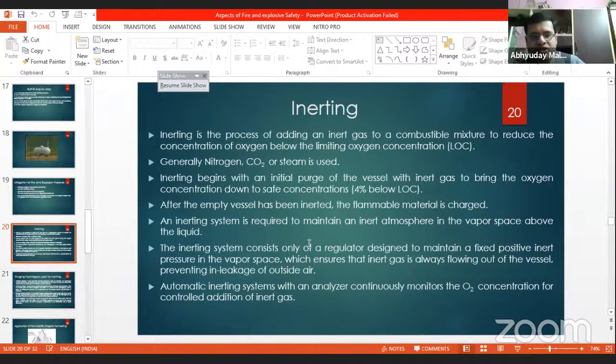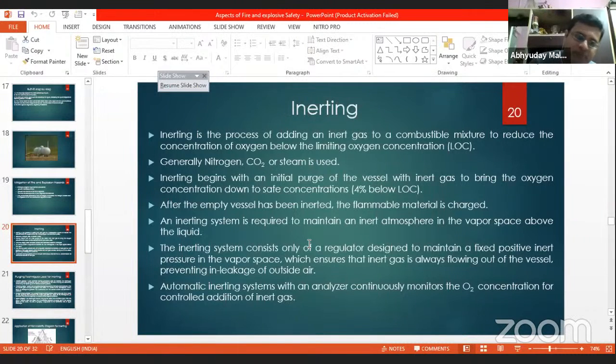We initially purge the vessel with an inert gas to bring the oxygen concentration down to a safe limit. What is considered safe is generally 4% below the limiting oxygen concentration. That means if for a particular combustible substance the limiting oxygen concentration is 10% by volume, we want to reduce the concentration of oxygen by inerting to about 6% by volume. This is done by purging the vessel or filling up the vessel with an inert gas.